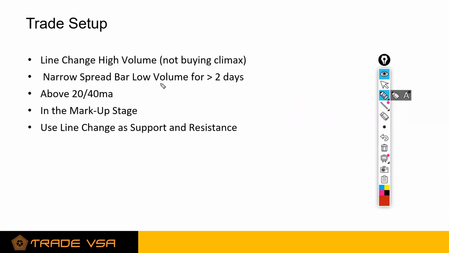So you want narrow spread bars with low volume for at least 2 days. Of course, 3 days is sometimes better. So this is what happens next. For example, after an LC with high volume, you want to see at least 2 or 3 bars. More than 2 bars is better. Low volume, narrow spread.